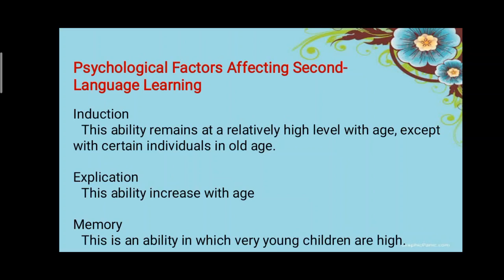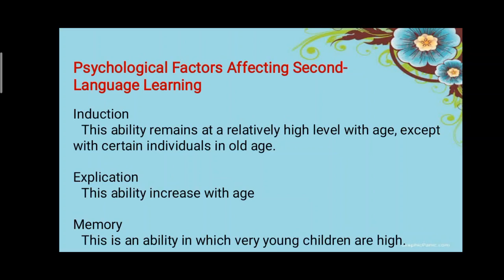And the next is explication. This ability increases with age. Yes, truly. Why? Because people have a better ability in explication when they are older. For example, children may not be clear in producing the language, but in old age or in adults, they can produce the language well and more clearly.